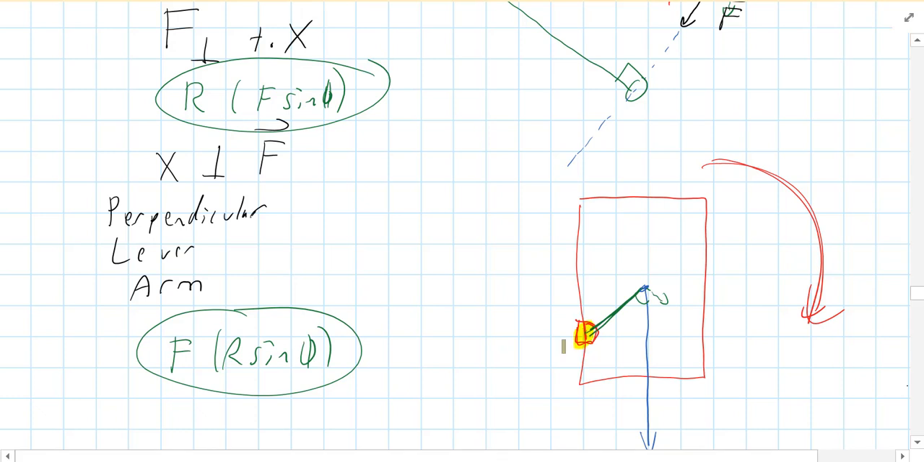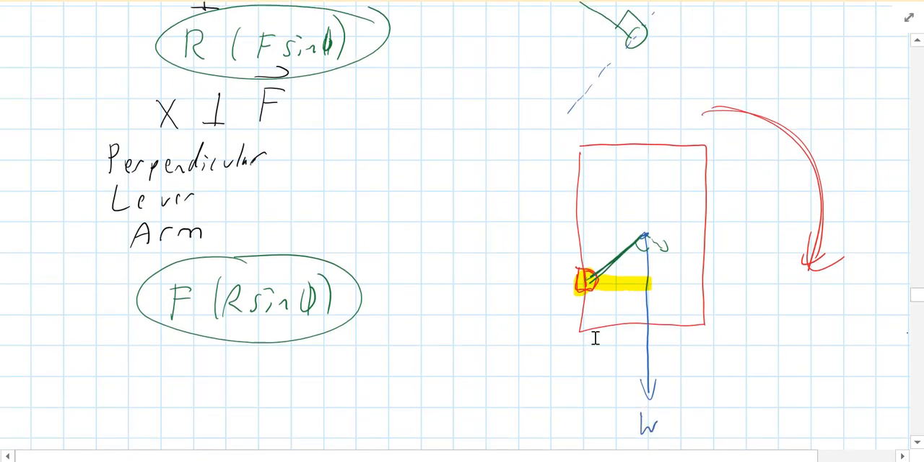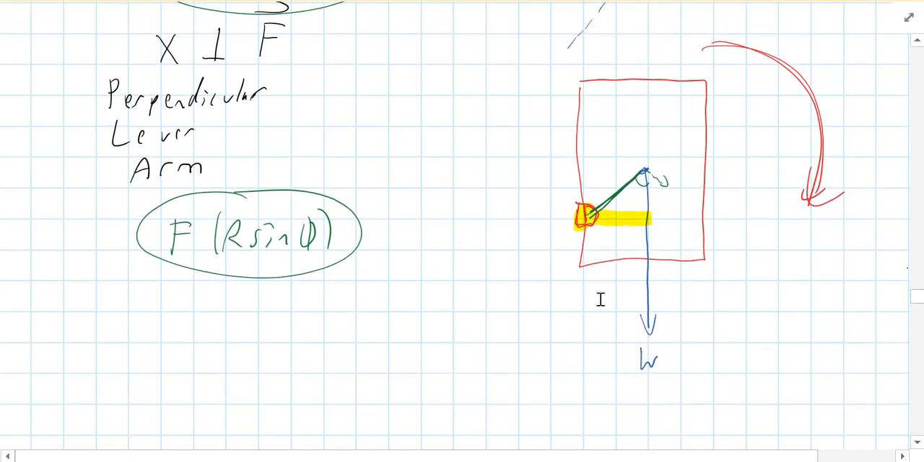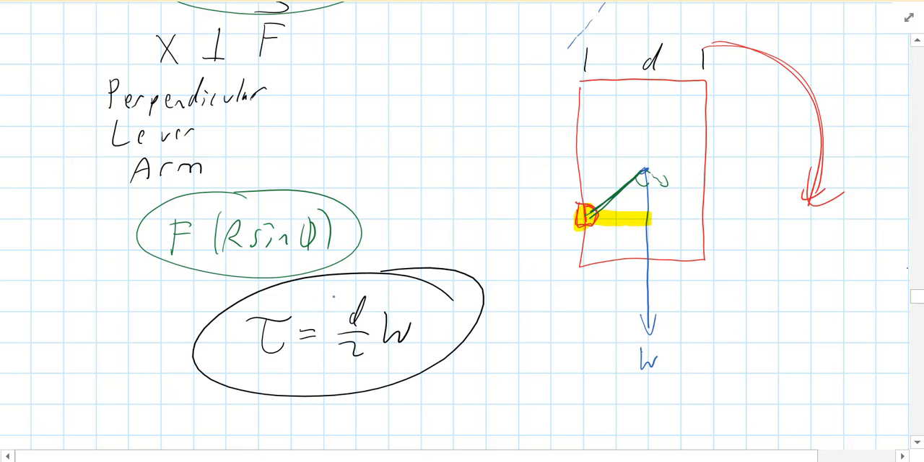All right, here's my axis. What's the shortest distance from the axis to the line of force? Well, hello, it's just half the width of the door. All right, so the width of the door, I don't want to call it W because I've already used that. Let's just call it D. So that's the width of the door. So the torque in this case would simply be D over 2 times the weight of the door. No angles necessary, none of that stuff. You just know that this distance here is half the width of the door, and you just plug it in.